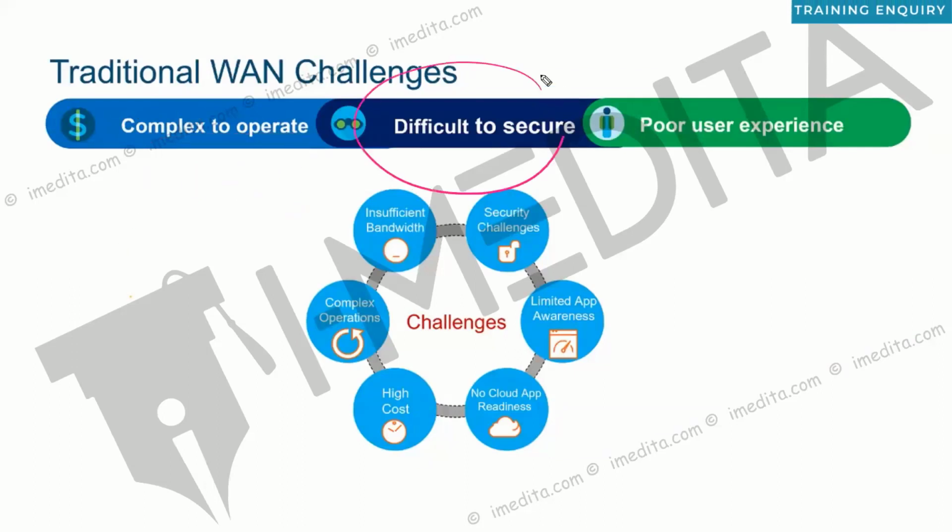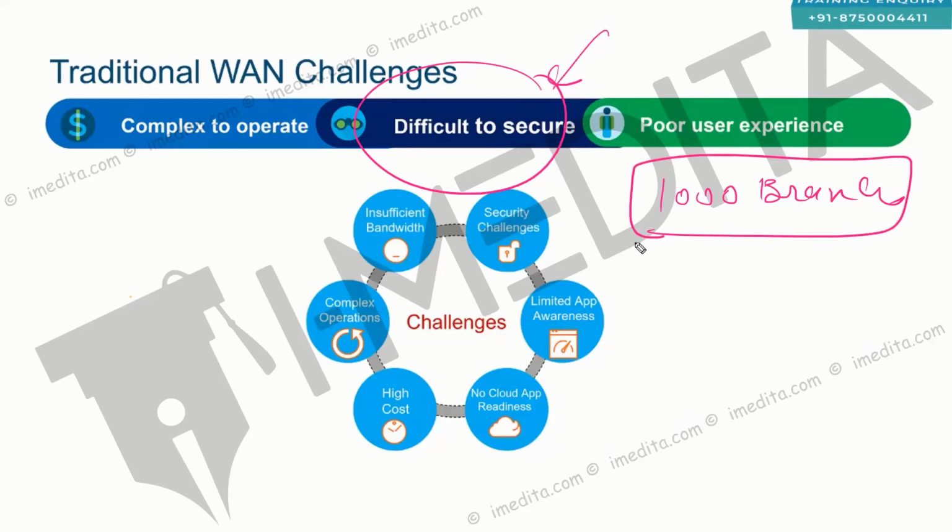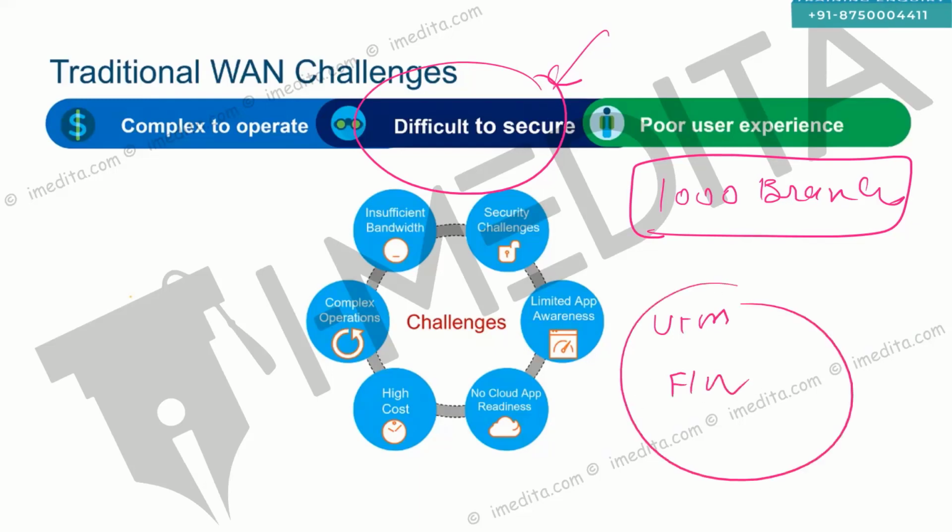It is difficult to secure. What does it mean? Let's say we have 1,000 branches and we want to enforce security on them. We need to add some security appliances on all those 1,000 branches, like UTM devices, firewalls, and IPS/IDS, so that we can enforce some level of security for those branches.